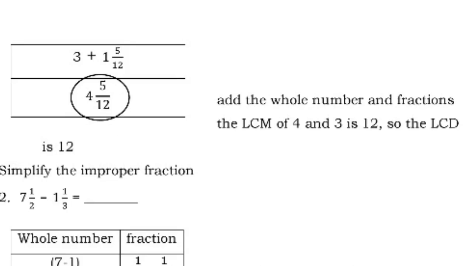And if you're going to add 3 plus 1 and 5 over 12, so adding the whole numbers, 3 plus 1 is 4. Then just copy the numerator 5 over 12. So the answer here is 4 and 5 over 12.